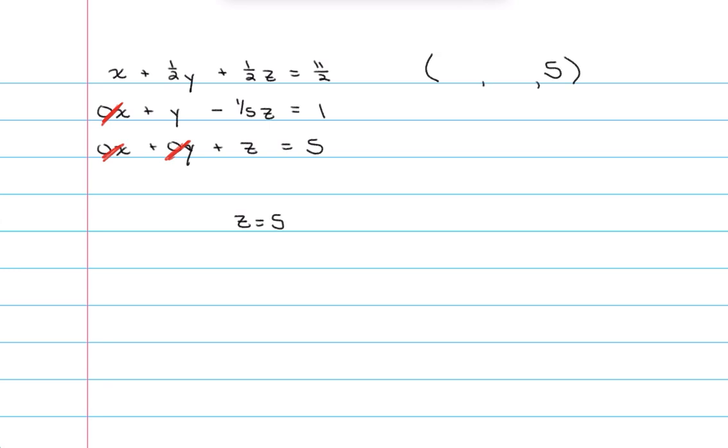Now all we're going to do is go backwards and fill in this z value into this second equation here and solve for y. So I'm going to do y minus 1/5 times z, but we already know z is 5, equals 1. Well, negative 1/5 times 5 is a negative 1, so this is really y minus 1 equals 1.